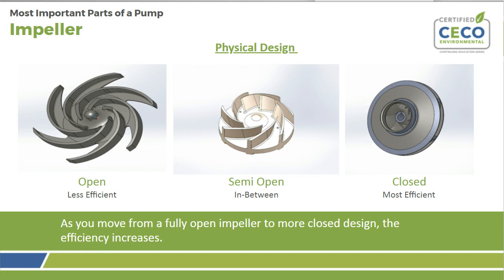A couple of takeaways. In general, an open impeller is going to be less efficient than a closed impeller. The reason for this has to do with the tight impeller vane and casing tolerance clearances required to maintain efficiency. Also in general, looking at an open impeller, it's less expensive to manufacture and inspect.